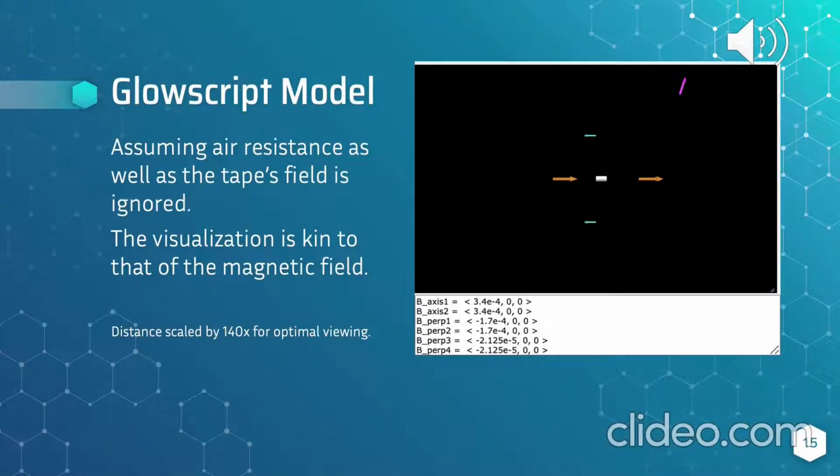As to what that actual model looks like, you can find that on the right. You can see that the model is akin to the visualization of the magnetic field. Of course, for this to happen, we had to neglect certain forces such as the tape's own magnetic field, as well as any other forces or magnets that may or may not exist in my smartphone, as well as air resistance.